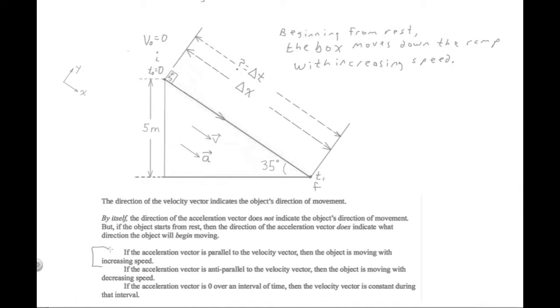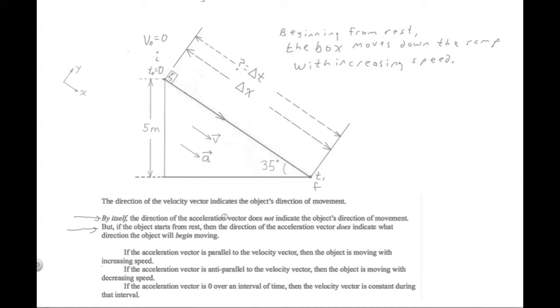Now, we've talked about how the acceleration vector does not indicate the object's direction of motion. But actually, that's a little bit of an oversimplification. The complete statement is that by itself, the direction of the acceleration vector does not indicate the object's direction of motion. But if you combine the acceleration vector with other information, sometimes that will tell you what direction the object is moving. That's something we haven't talked about before, but now we can talk about it.